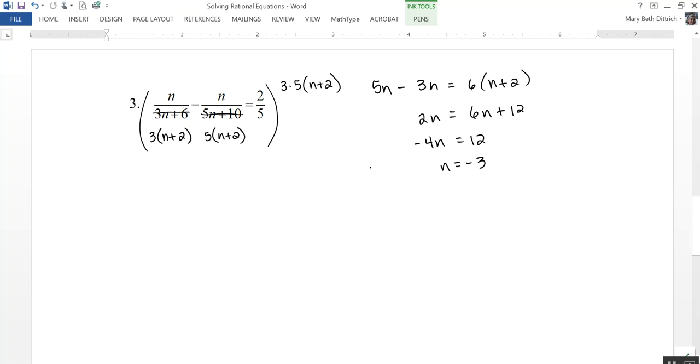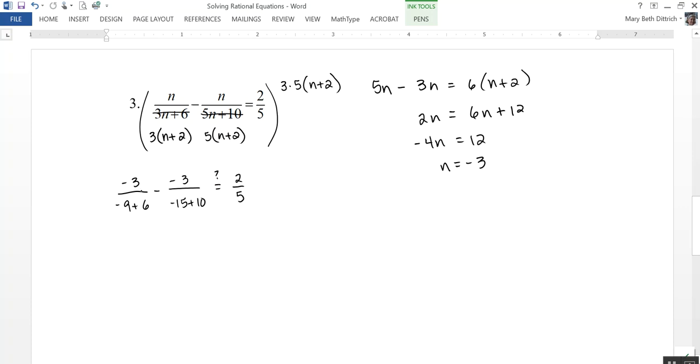And a quick look shows me that that is not an excluded value, so I'm not going to cancel it or eliminate it automatically, but I'm going to go ahead and check it, plugging in negative 3 for n over, and I think I'm going to go back to my unfactored denominator here, so that's going to give me a negative 9 plus 6 minus negative 3 over negative 15 plus 10. Is that equal to 2/5? And sometimes these can get a little complicated, so feel free to go ahead and use your calculator.